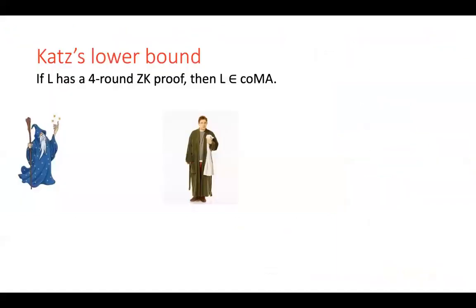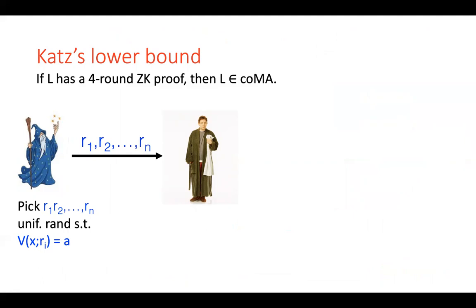So this is where we're going to come with Katz's lower bound, where he shows that if it has a 4-round proof, the language in fact is in CoMA. And here is the idea. The idea is that Merlin is going to pick randomness R1 through Rn, again uniformly at random, conditioned on the fact that the honest verifier generates the same first message with all this randomness, and gives this to Arthur.